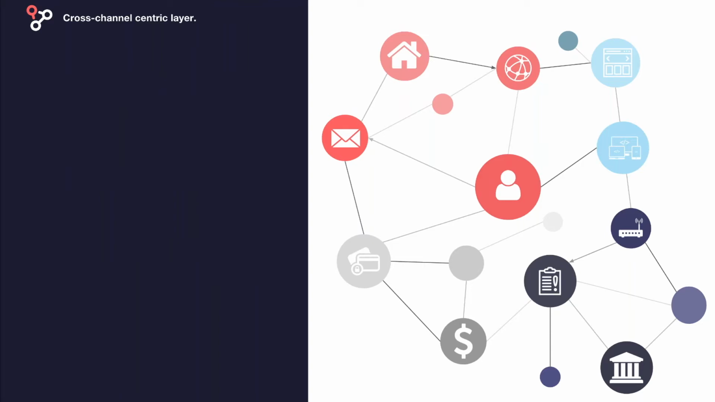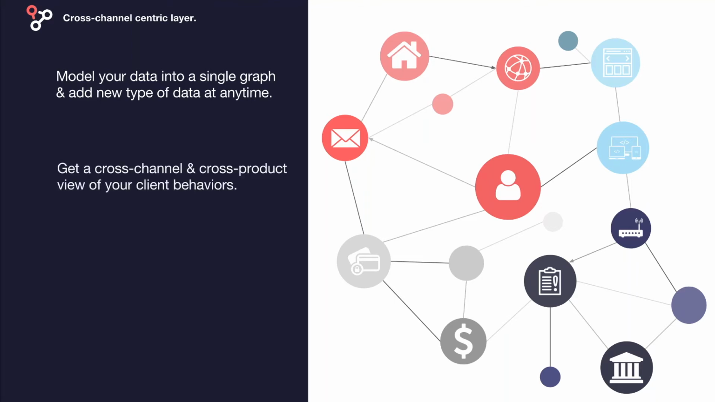So about the 4th layer, which is the cross-channel one, one of the advantages of graph technology is that it can support analytic processes traversing all your data to find anomalies in millions of records. The technology allows you to model all your data into one single graph and to add new types of data at any time. It is then very easy to get a cross-channel and cross-product view of your client's behavior. And finally, you can easily combine it with external and third-party data sources to improve the risk assessment. This way, transactions that initially looked innocent may reveal themselves as suspicious when correlated with activities in different areas.